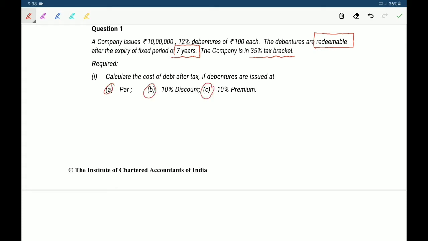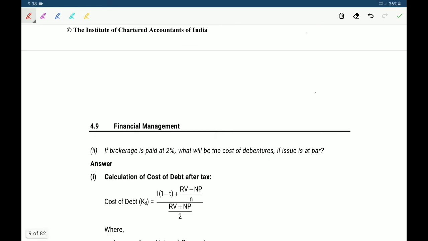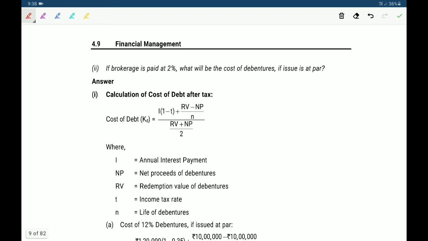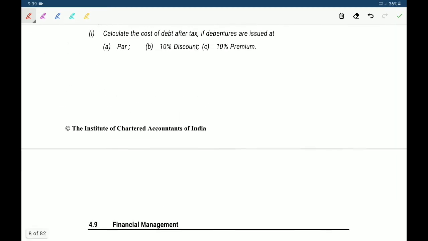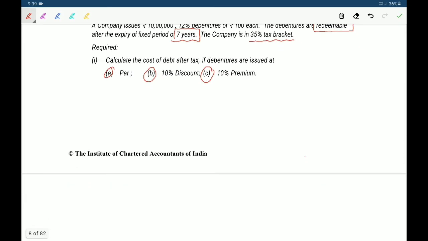Here only these are given, no flotation cost. But in our introduction, we take one example with better clarity. If brokerage is paid at 2%, what will be the cost of debentures if issue is at par? So this is the second one. First of all, we have to calculate at par value, 10% discount, and 10% premium. So these are redeemable debentures.